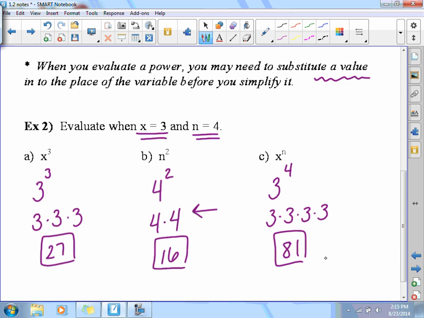And you could simplify that a little bit. You could do the first 3 times 3 is 9, and the other 3 times 3 is 9. So that you could think of that as 9 times 9, which is 81. So you can use mental math to simplify that.